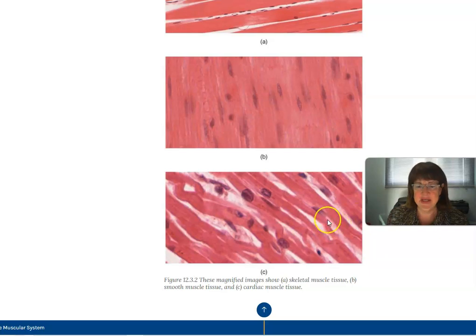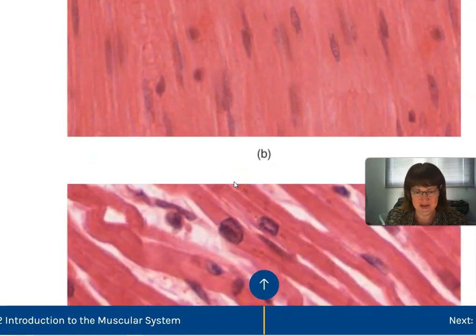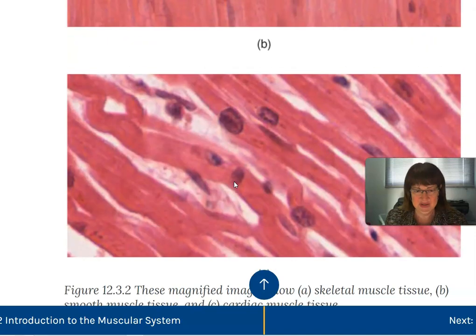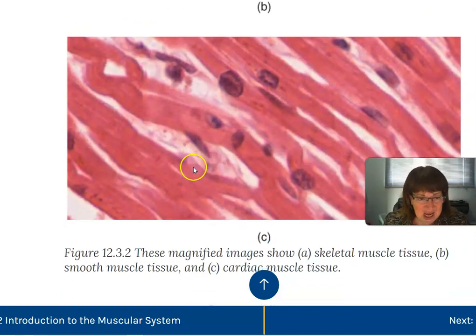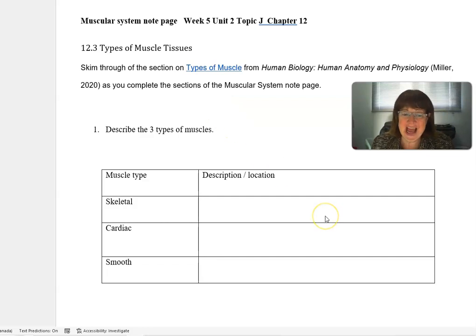Then the third muscle type is cardiac muscle. Now, cardiac muscle is also involuntary. It also has striations on it, and you can't see much detail here, but it also has what are called intercalated discs. And you can kind of see them here, only because I know what I'm looking for. It also is branched, and it is involuntary.